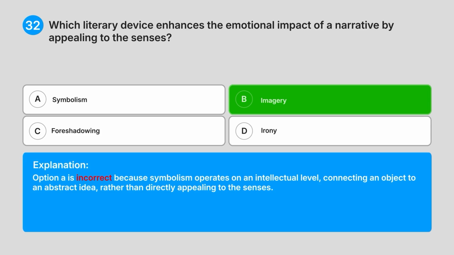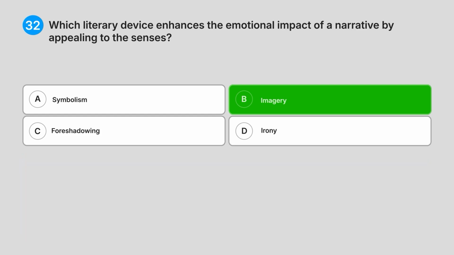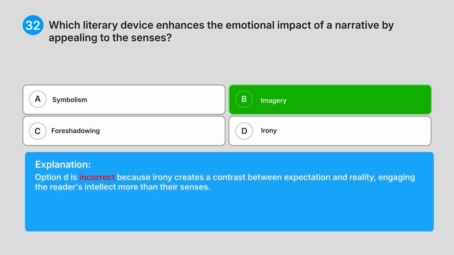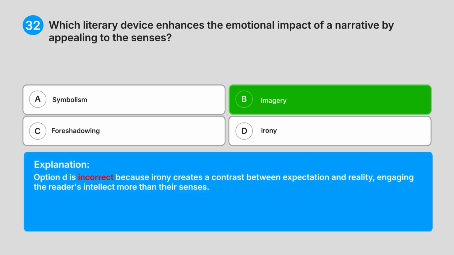Option A is incorrect because symbolism operates on an intellectual level, connecting an object to an abstract idea rather than directly appealing to the senses. Option C is incorrect because foreshadowing builds suspense and expectation by hinting at future events. Option D is incorrect because irony creates a contrast between expectation and reality, engaging the reader's intellect more than their senses.